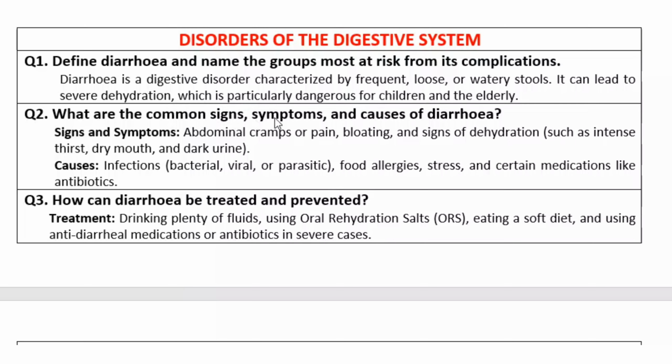What are the common signs, symptoms, and causes of diarrhea? Signs and symptoms: abdominal cramps and pain, bloating, and signs of dehydration such as intense thirst, dry mouth, and dark urine. Causes: infections, bacterial, viral, or parasitic, food allergies, stress, and certain medications like antibiotics.